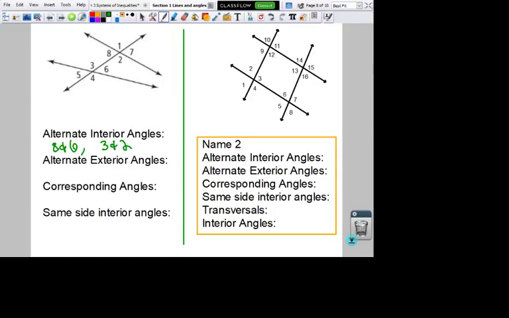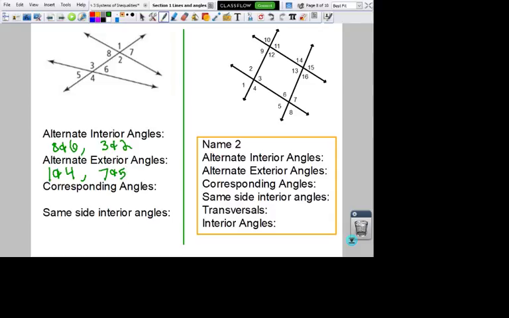Alright, let's look at alternate exterior angles. What was the first one? 8 and 6 for alternate interior, and 3 and 2. So let's look at alternate exterior. Lark, help me out. What's a pair of alternate exterior angles? 1 and 4. Kwana, what's my other pair of alternate exterior angles? 7 and 5.